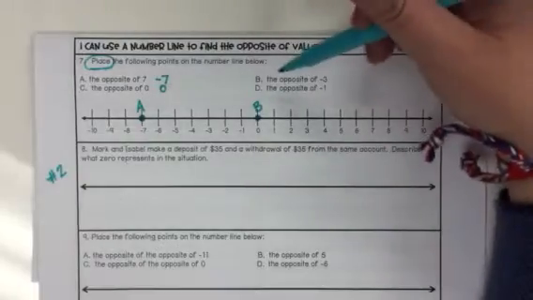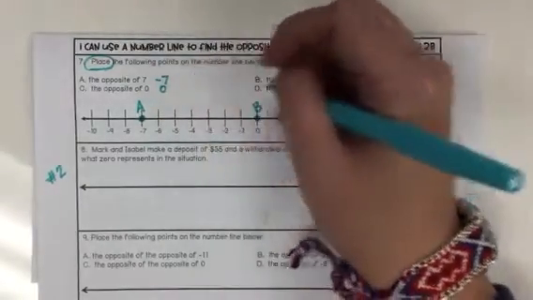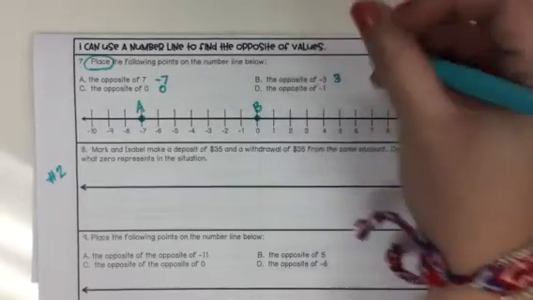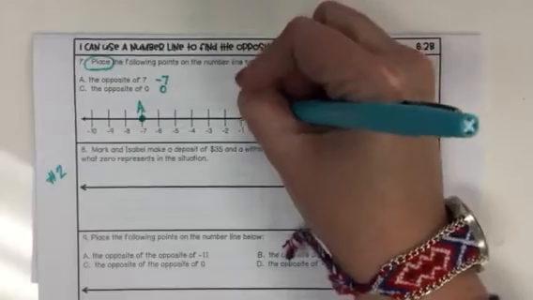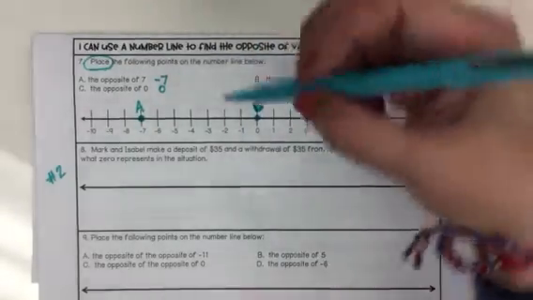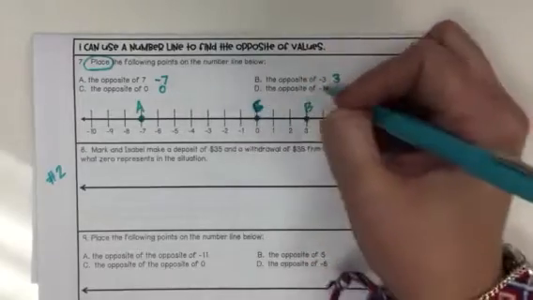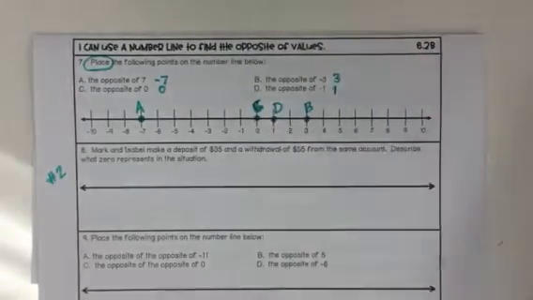Letter B says the opposite of -3. Well, -3 would be here, so the opposite of -3 would be +3, which makes our answer right here. Actually, that's B. This one should have been C. I'm so sorry. And then letter D, the opposite of -1. Well, if -1 is here, the opposite of -1 would be a +1. So that means D is going to go right here.